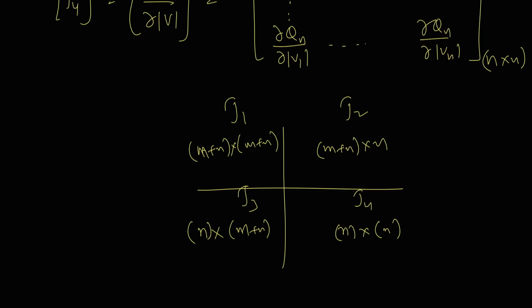All are submatrices, and each submatrix again has its own diagonal and off-diagonal elements, right? Each submatrix will have its own diagonal elements and off-diagonal elements. Okay, we have to derive the equations for these elements.